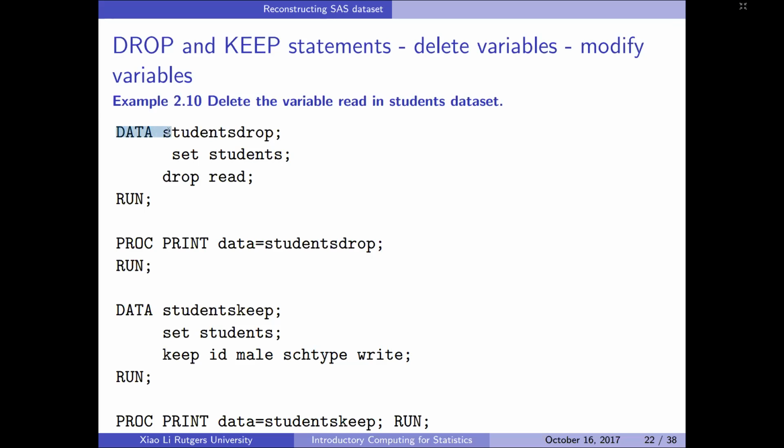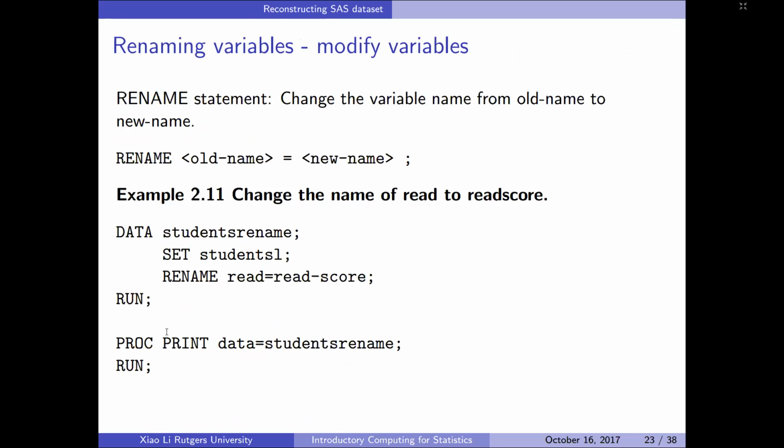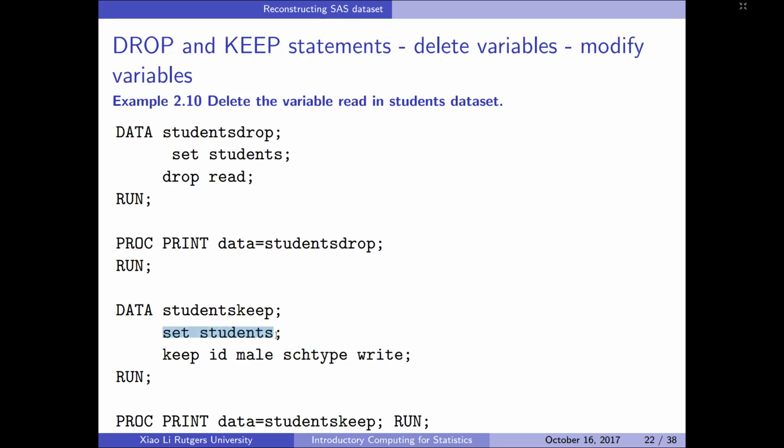First, we create a new data set called students drop. We also set our old data set called students, and we would like to drop the read variable. And secondly, we create a different data set called students keep, where we still set the old one, but we keep the other 4 variables.